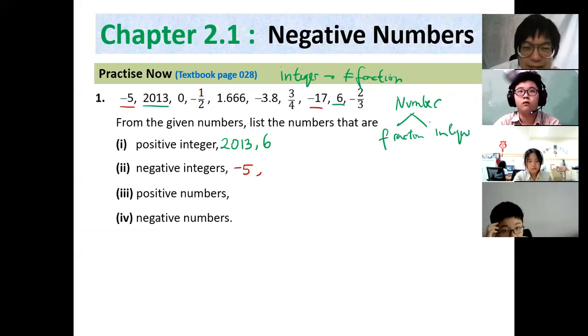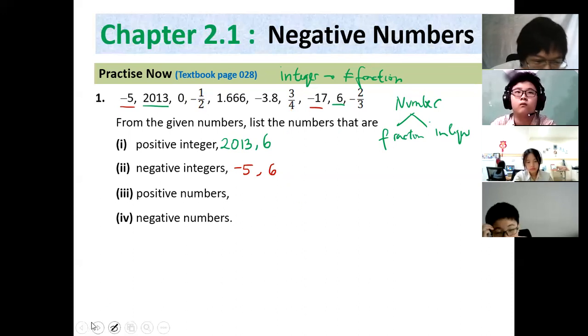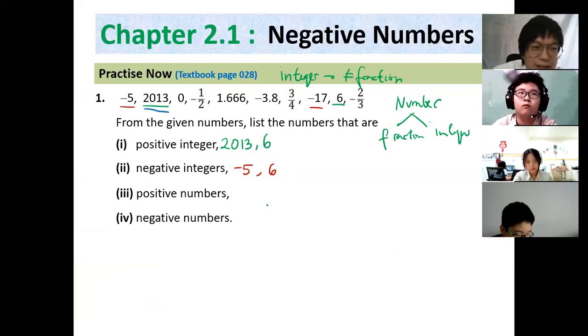Negative 17, right? Negative 3.8 is not allowed, because it's a fraction, so it must be decimals. Decimal and fraction are two same things. Okay, now positive numbers. Numbers can be both. I use another color, blue. Positive number. This is also a number. So again, you write it again, it's okay, double.